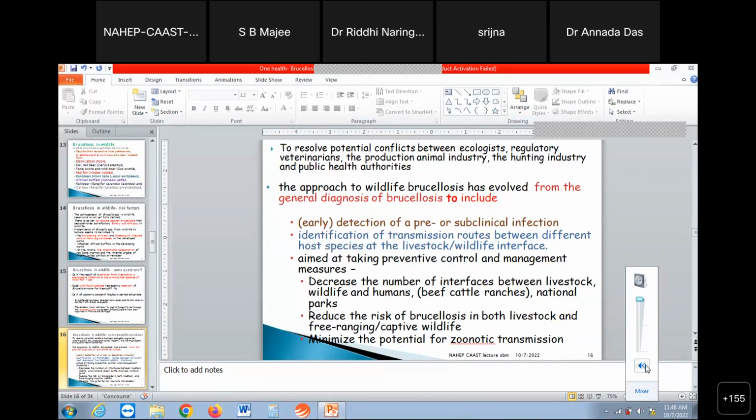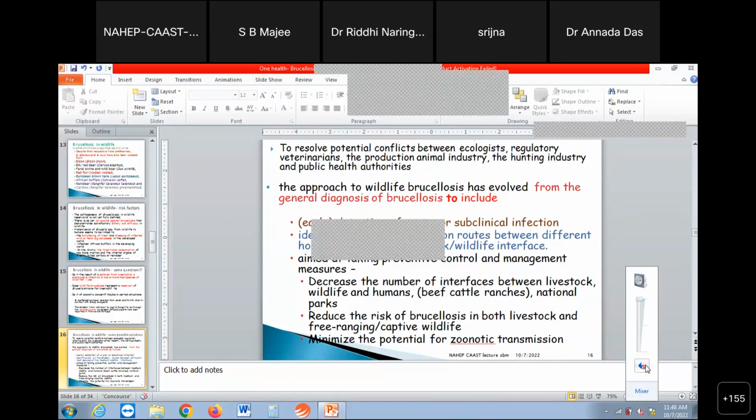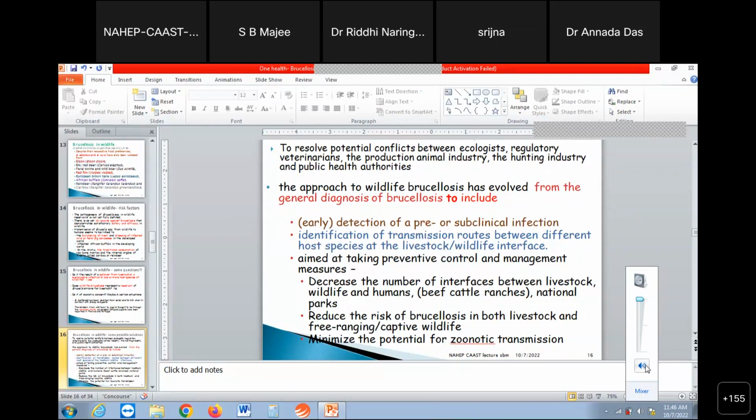Now you tell me that all these are one system to the other. So ecologists are a system of their own. The regulatory veterinarians are on their own. The animal production group is a different industry. The hunting, as I told you, as they do in USA, hunting is allowed. So not in our country, but in USA it is allowed. So the hunting, there's an industry there, right?